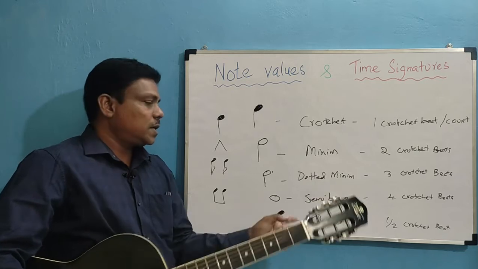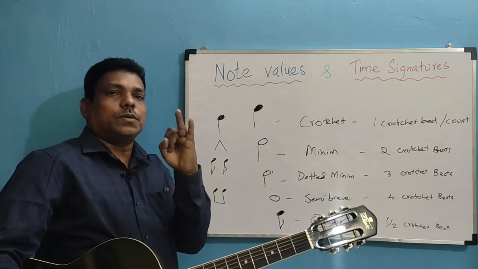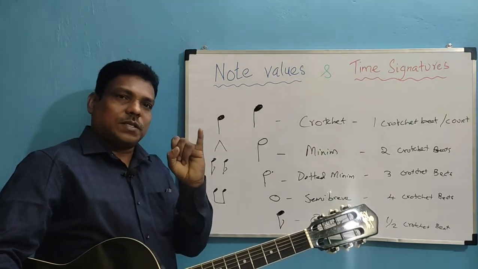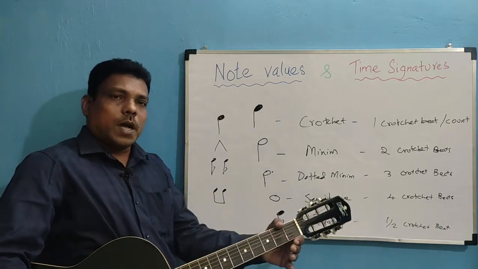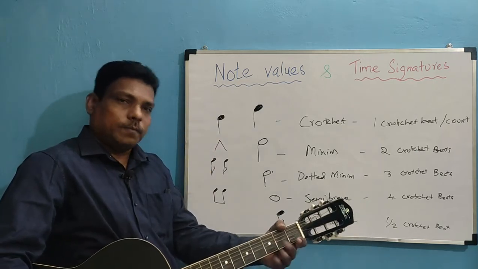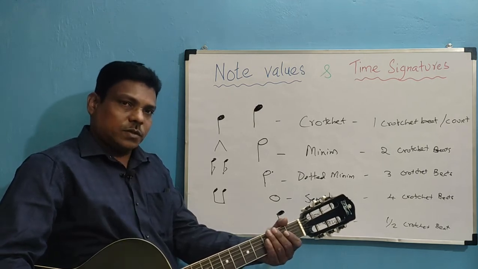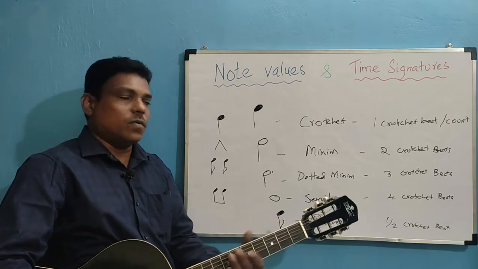The next one is dotted minim. It should sound for three counts. 1, 2, 3. If you are hitting on count number one, till count number 2 and 3 it should sound. So 1, 2, 3. After that you have to cut the sound. If you don't stop the note ringing after 3 counts, it will become 4 counts.